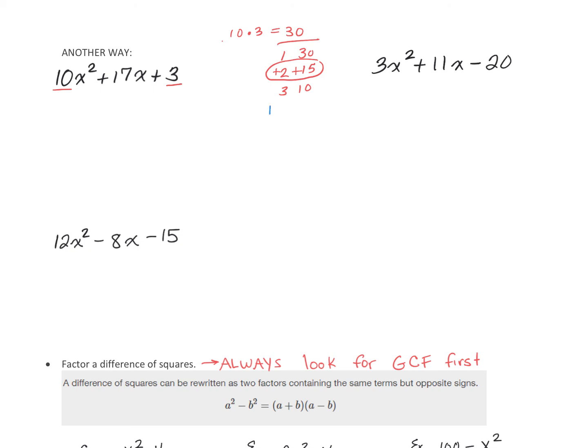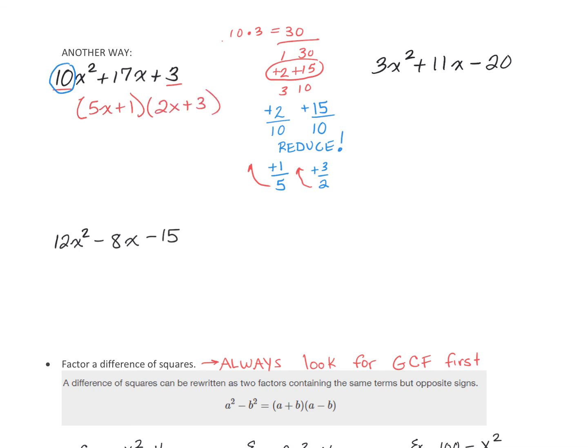So what I'm going to do with those two numbers is rewrite them here with their signs, and I'm going to divide by the lead coefficient. Then what we need to do is reduce. If we don't do this reducing step, it won't work. We'll get 1 over 5. This one reduces by a factor of 5, 3 over 2. The last step is to bring these bottom denominators up and get 5x plus 1 and 2x plus 3. And you can check it's the same as we got before.